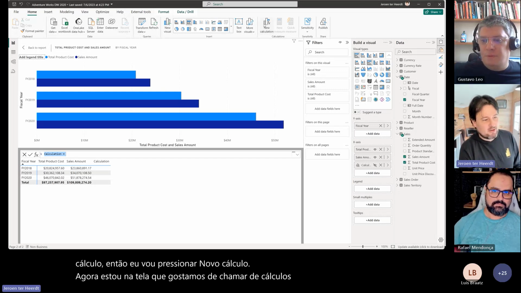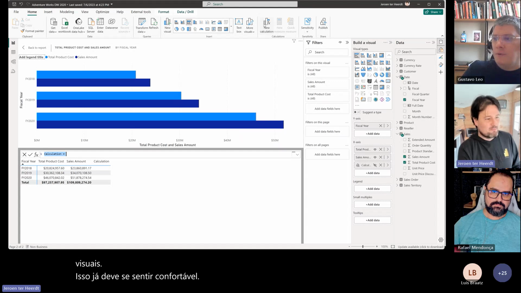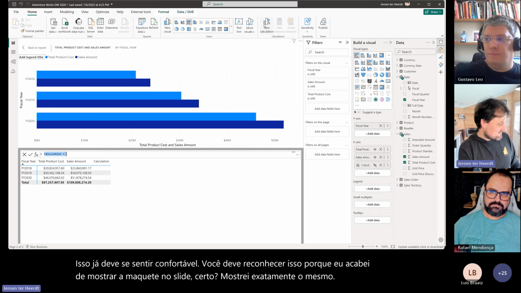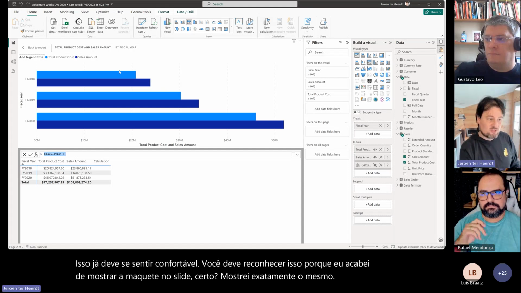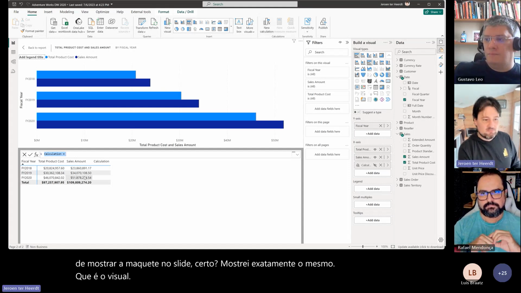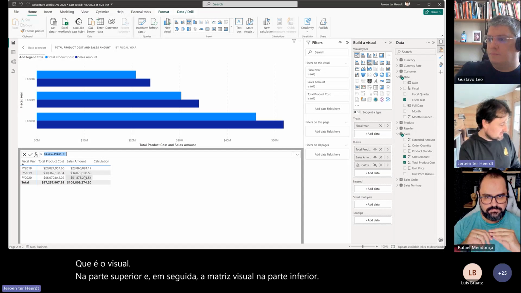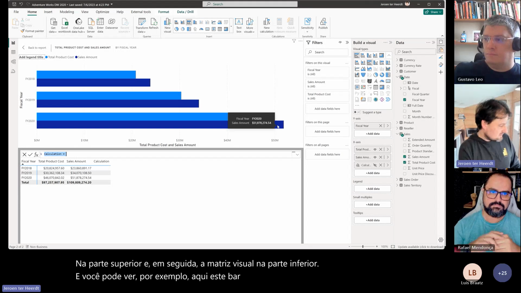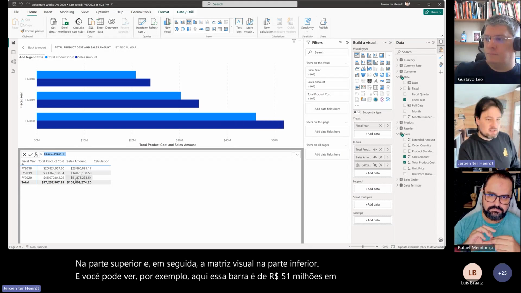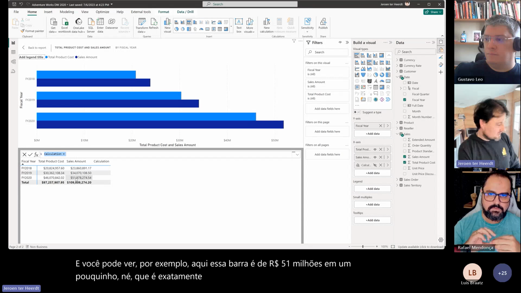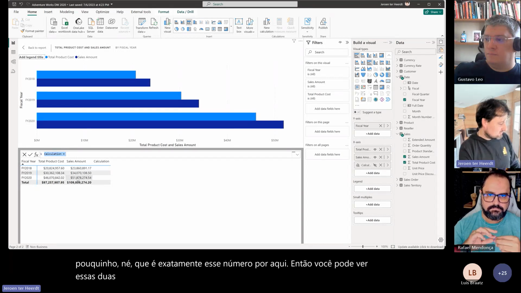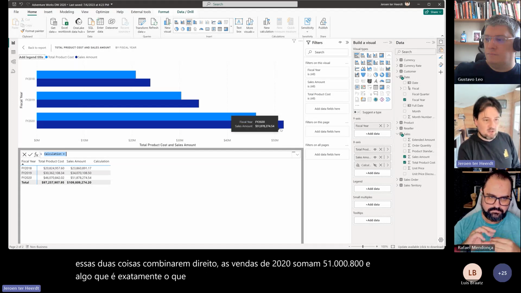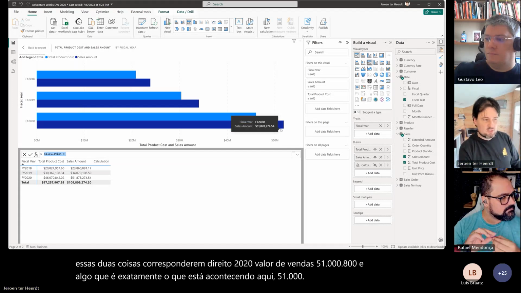I'm now in a screen that we like to call the Visual Calculations Edit mode. This should feel comfortable by now. You should recognize this because I just showed you the mock-up on the slide. It's exactly the same: the visual on the top, and then the visual matrix at the bottom. You can see, for example, this bar is $51 million and a little bit, which is exactly this number over here. 2020 sales amount, 51,800,000 and something. That is exactly what is happening here. Great. So far, so good.